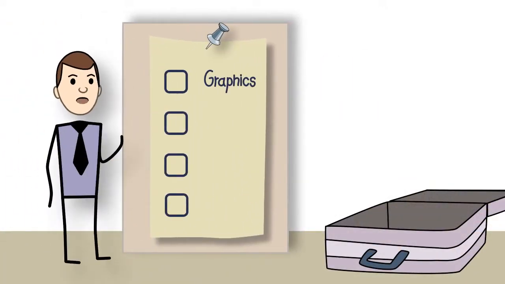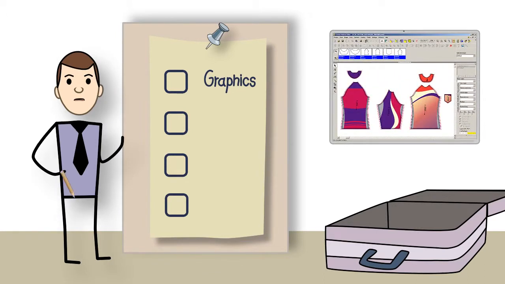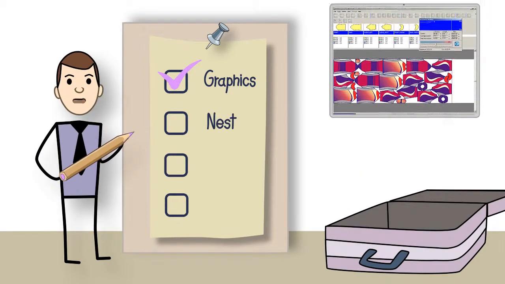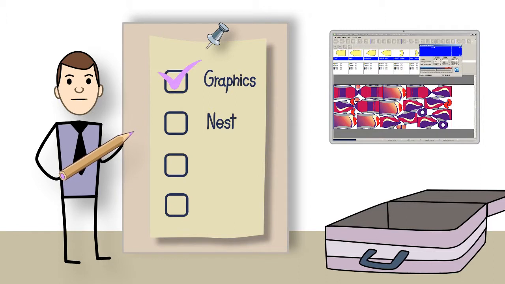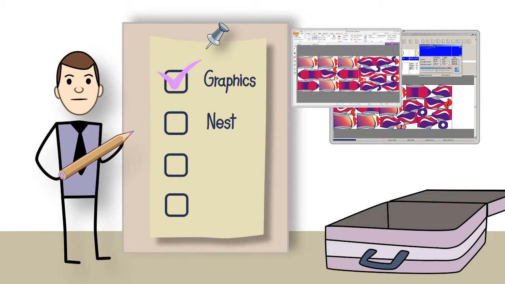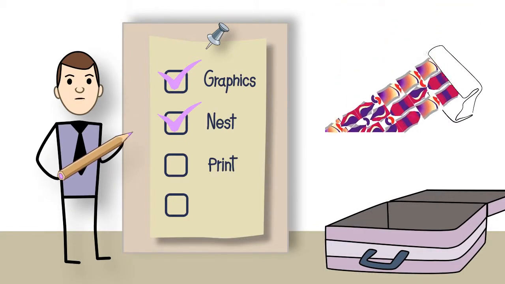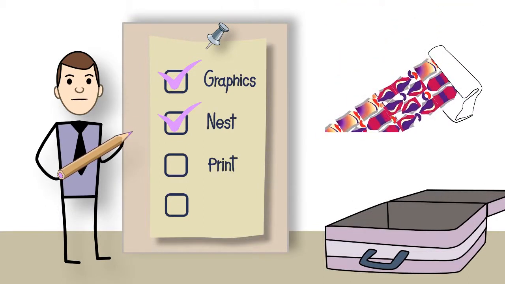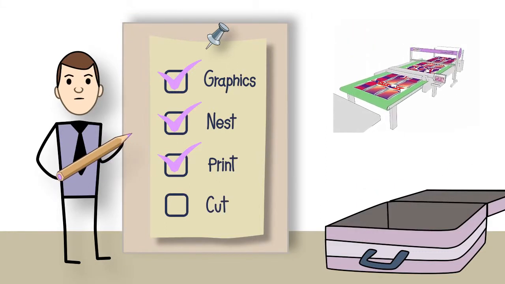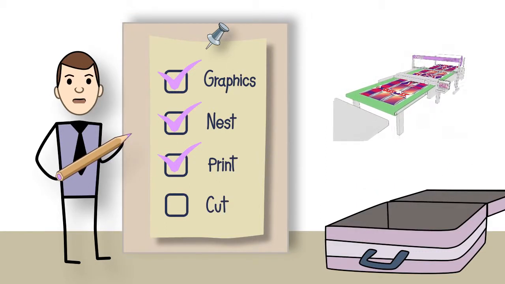Place the graphics on the pattern and grade them on all sizes. Nest the pattern and generate two files, one for the digital printer, the other for the cutter. Print the fabric in a high productivity, labor-free, roll-to-roll process. Automatically cut the fabric using the Vision Cut system.